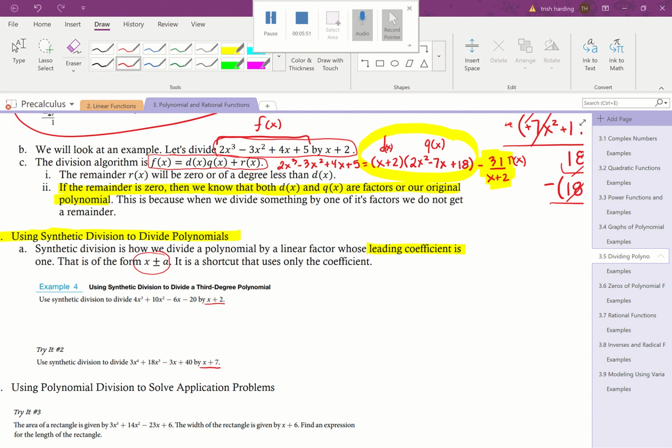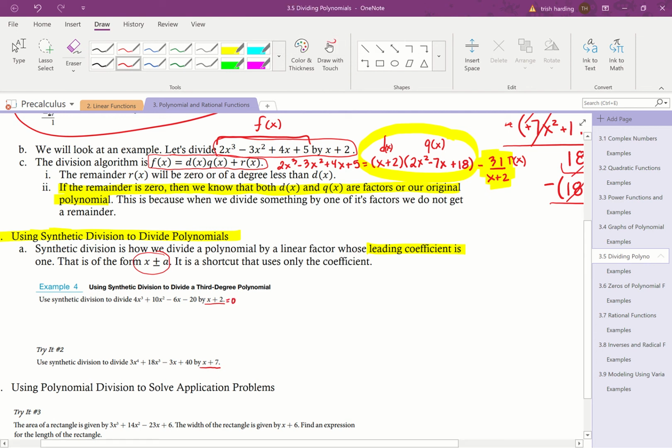So, notice we have x plus 2. We need to divide it by that particular root. So we're going to divide it by negative 2. So we're going to get negative 2. And now we write the coefficients. So that's going to be 4, 10, negative 6, negative 20. And notice you do also need to have this arranged by your powers.